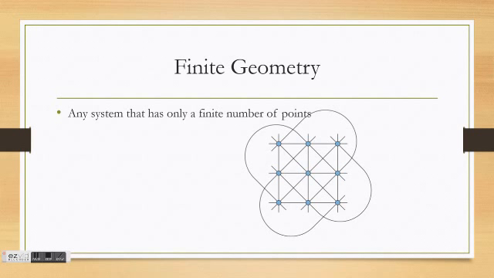Finite geometry. That's where the system has a finite number of points. In this picture, we have an affine plane of order 3, meaning we have three points connected with the lines. I think there are 12 lines here and 9 points. And the connections don't overlap because we only want to connect 3. And that's our finite affine plane.